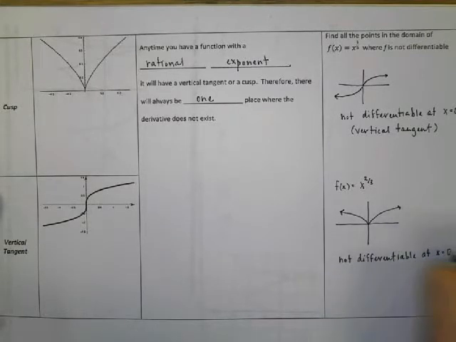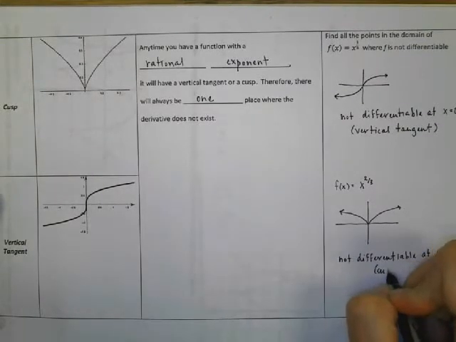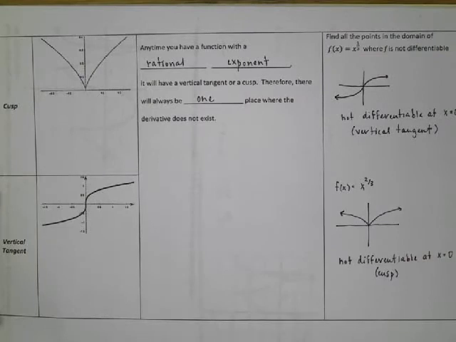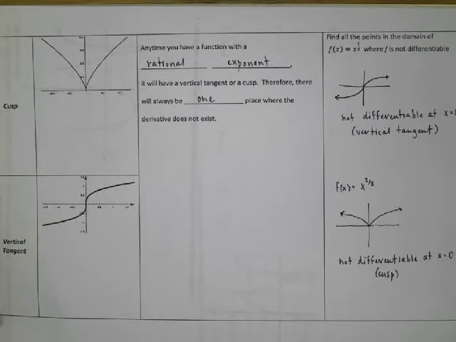At x equals 0, but this time that would be an example of a cusp. So again, we run into these anytime we have a rational exponent in our function. So those are our first two problems with differentiability.